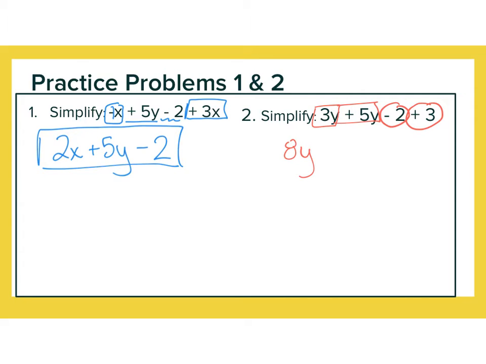Signs are different, so I subtract. 3 minus 1 is 2. I have more positives, so it is plus 1. Final answer.